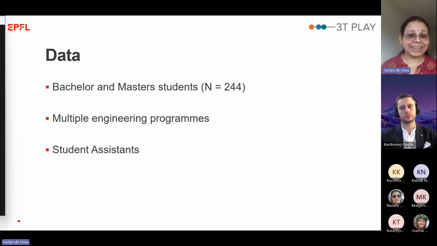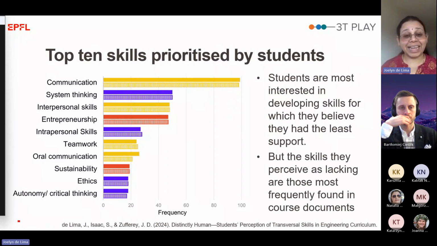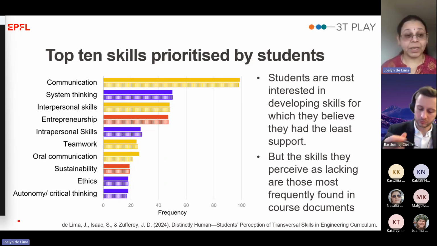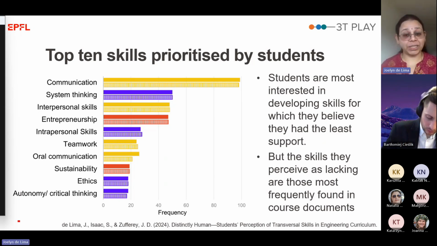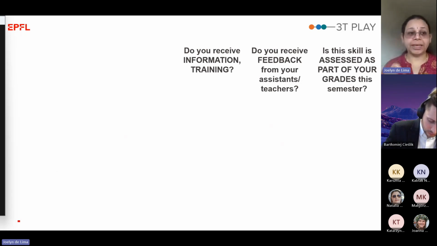And the skills that they said they prioritized, they also said that they had the least amount of support developing. This was a bit worrying for us because the skills that they perceived as lacking were the skills that were most commonly cited in our course documents. So our teachers have been writing them down, probably doing something in class to teach them, but the students are just not seeing it.